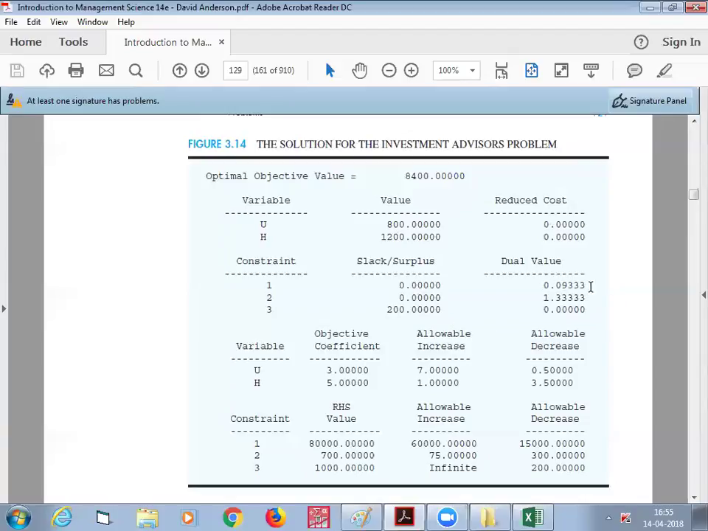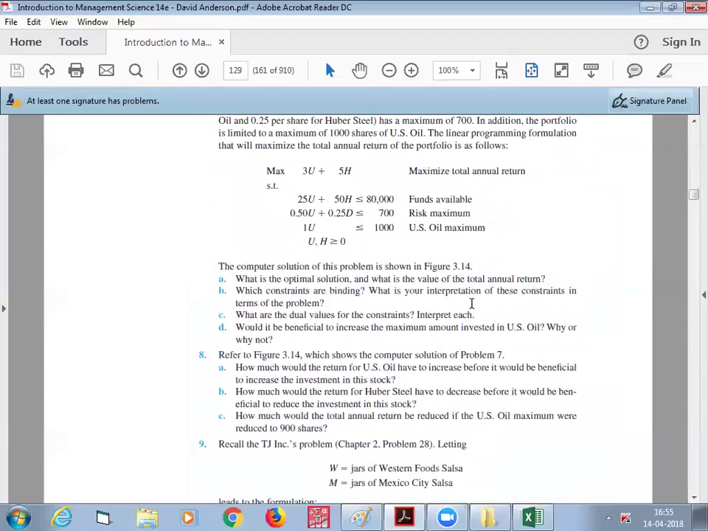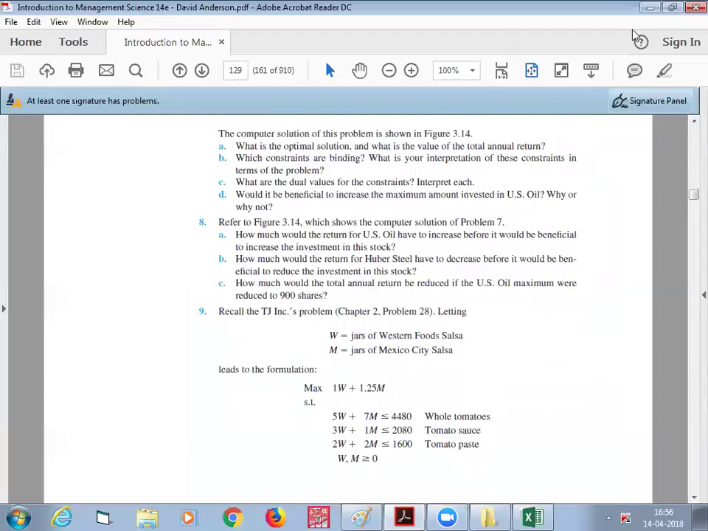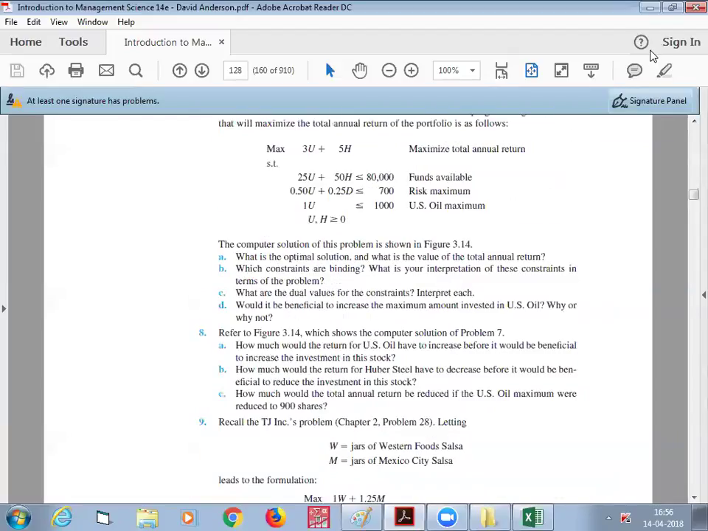And here are the dual values. For the first constraint, the funds available, the dual value is 0.09333. That is the marginal rate of return. If I invest $1 more, the return I'm getting on that extra dollar is 9.333%. Very nice, marginal rate of return. Now this one tells me my trade-off between risk and return, if I allowed 1 more unit of risk.